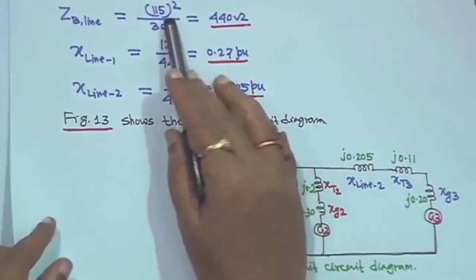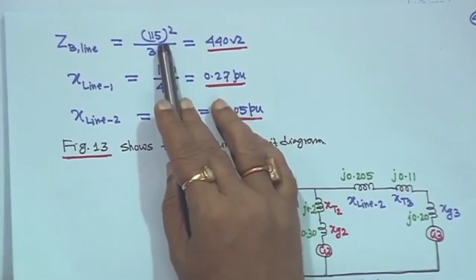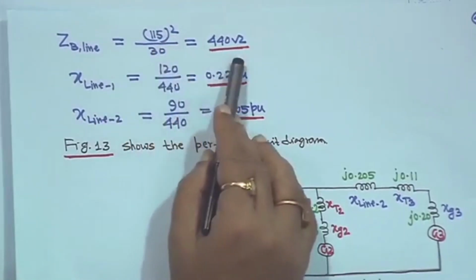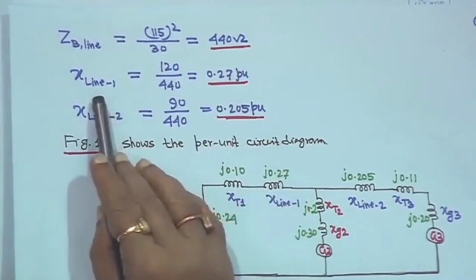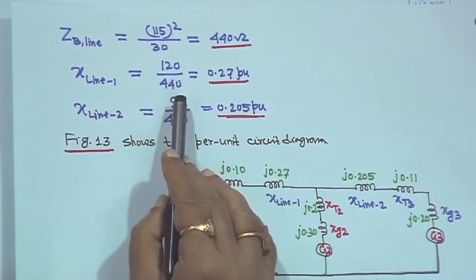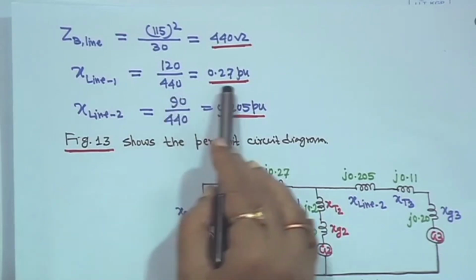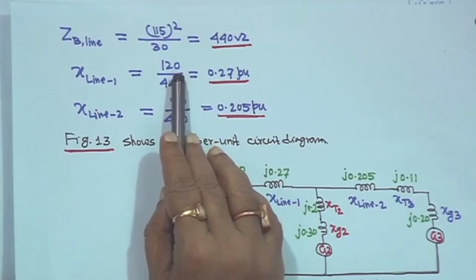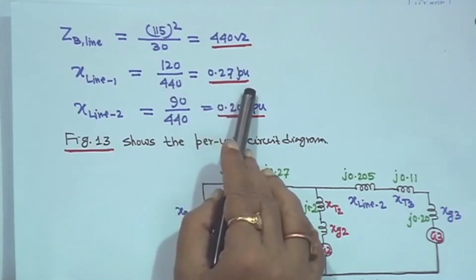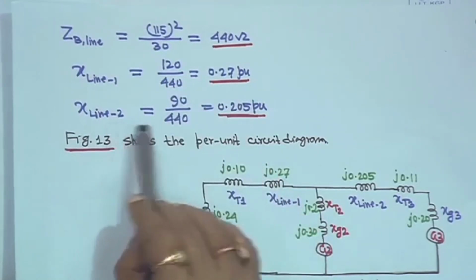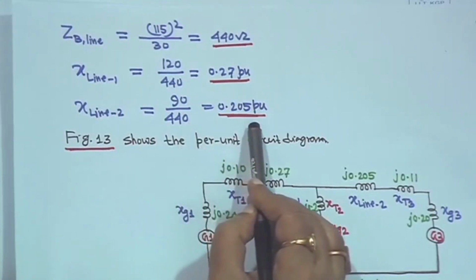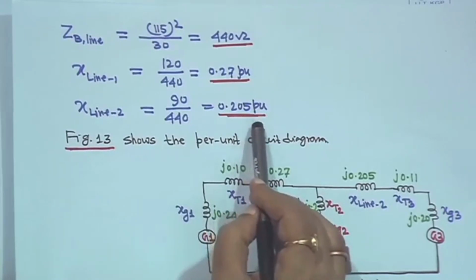And now, for the line, 115 kV is the line base voltage. So, ZB line is 115 squared upon 30, that is 440 ohm. So, X line 1 is 120 by 440, which is 0.27 per unit, because the line reactance was given as 120 ohm. Similarly, X line 2 is 90 upon 440, that is 0.205 per unit.